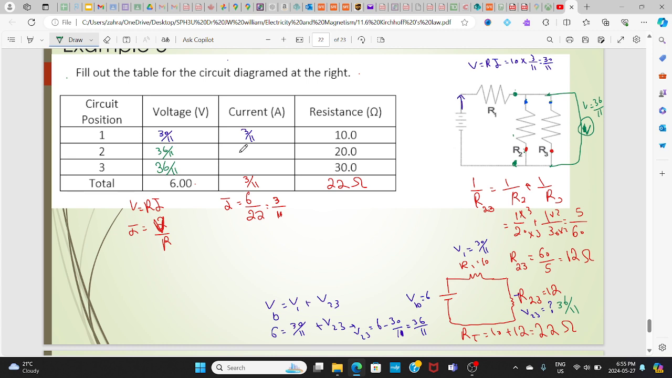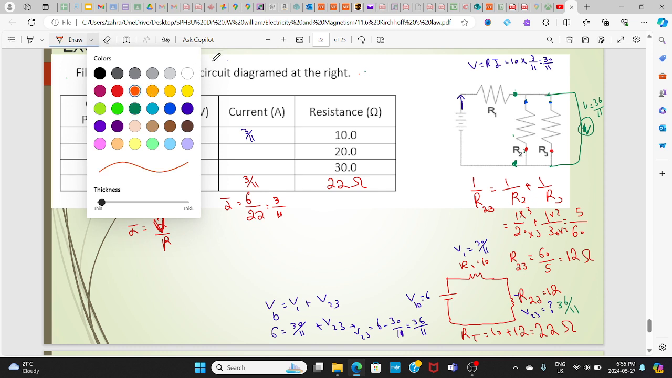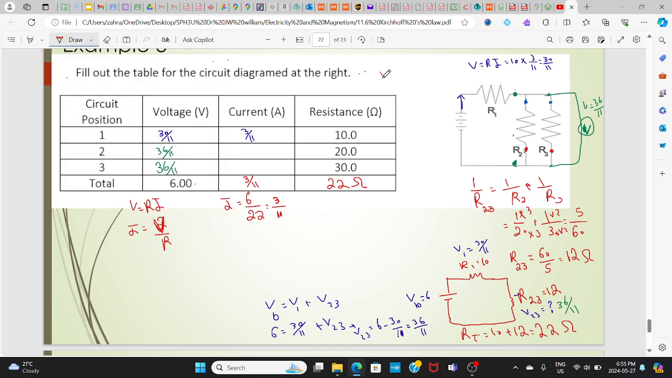Now the question is current, so it's easy because again, using a different color, V is equal to Ri, and I'm looking for current. Current is V over R, so I'm just using that here. So I is V, which is 36 over 11, divided by what? R, which is 20.